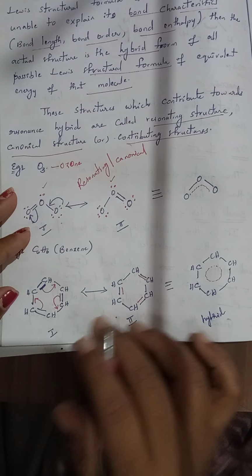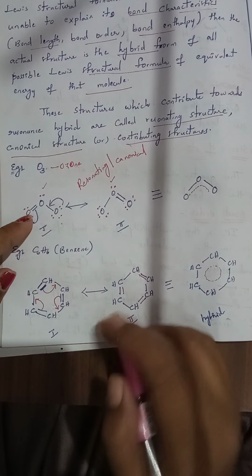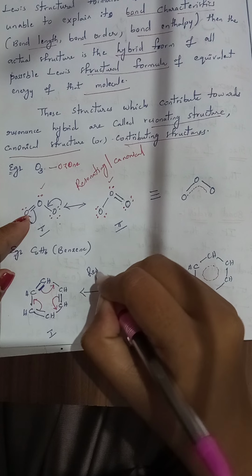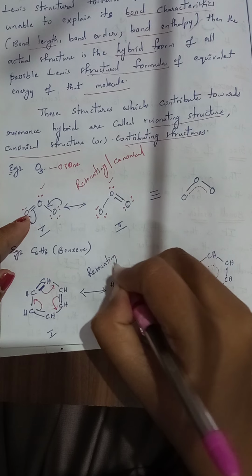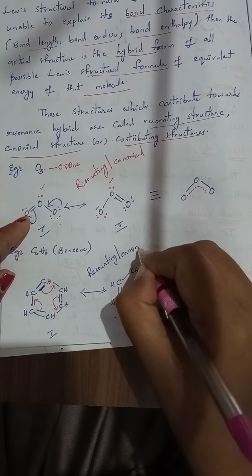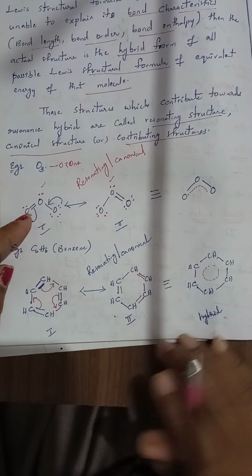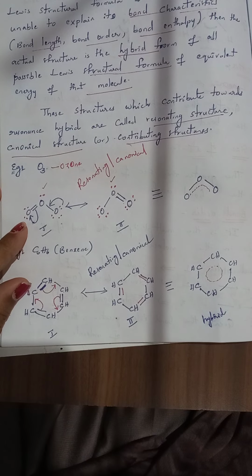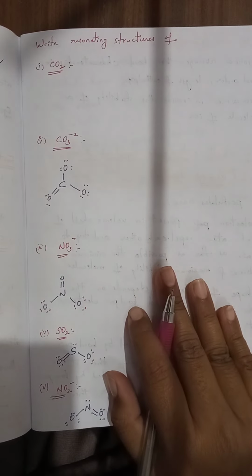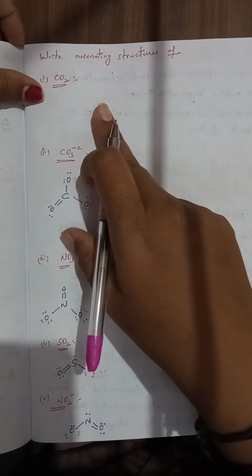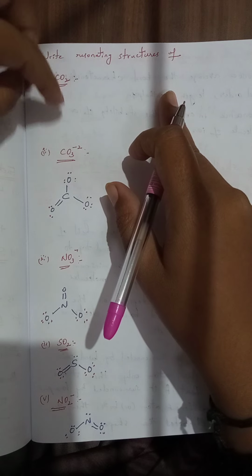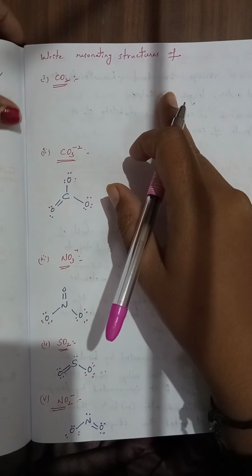But these two are the possible resonating structures of benzene. So these two we are considering as possible resonating or canonical structures of benzene. Like that, we can write resonating structures for other types of molecules. I am taking here the CO2 molecule. Okay, so we have to write resonating structures. They'll ask this question in the exam. They'll give a molecule, and for that particular molecule we need to write the resonating structures.